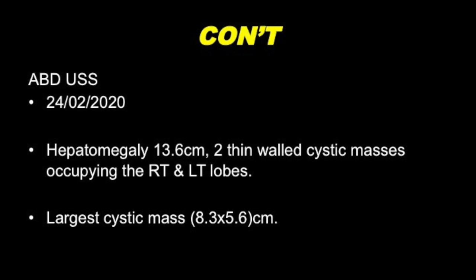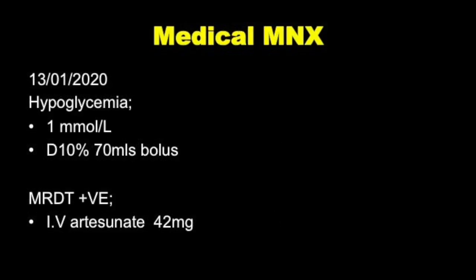But now if you realize, the other times we had multiple, but now we have 2 thin-walled cystic masses that were occupying the right. So the largest was actually on the right and encroaching on the left lobe, but also the left lobe has one. So the largest cystic mass was at 8.3 by 5.6 centimeters. So that was all about how we've managed the child radiologically and surgically.